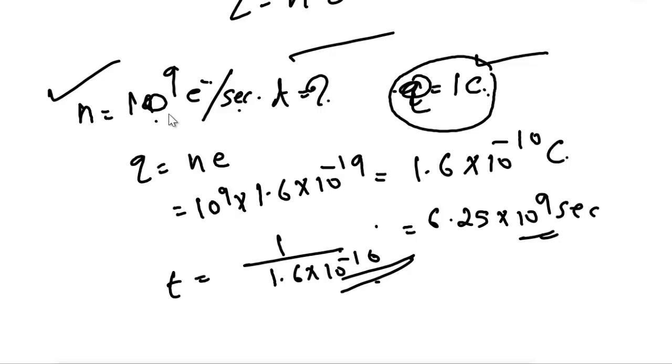This is a solved example from your textbook, so understand it carefully. If a body gives out 10 to the power 9 electrons in 1 second, how much time is required to get a total charge of 1 coulomb from it? 10 to the power 9 electrons are emitted per second. So what is the total charge in 1 second? Q equals Ne. So time will be the total charge given divided by the charge emitted in 1 second.